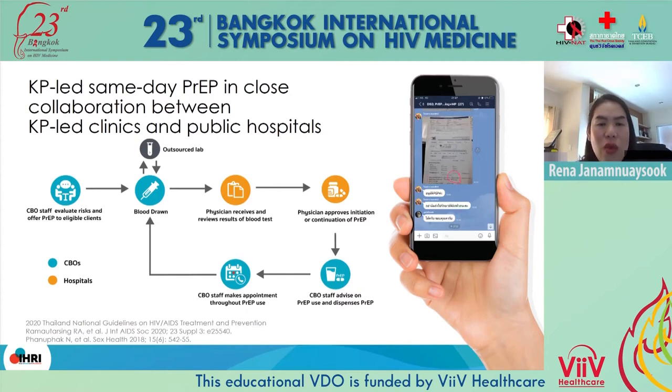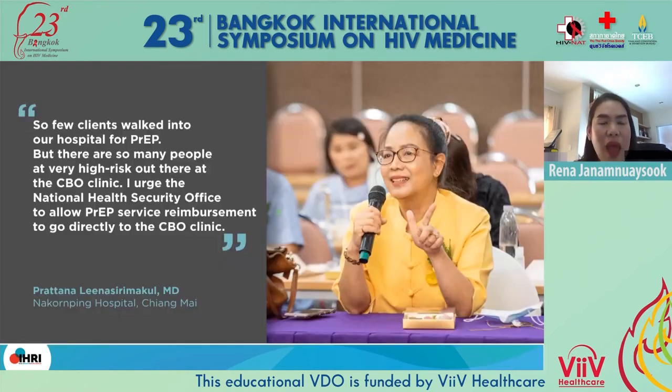The physician will then receive and review the result of the blood test, and approve the initiation or the continuation of PrEP for the clients. Then the trained CBO staff will advise on PrEP use and dispense PrEP at the community-based organization. They are able to dispense PrEP based on the physician's prescription and make further appointments with the clients accordingly. And here are the comments from one of the physicians we are working closely with.